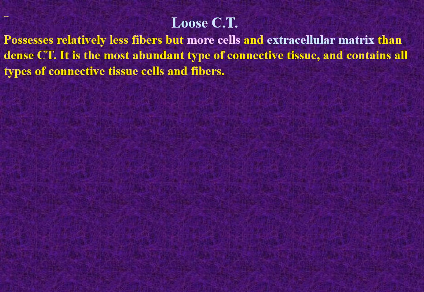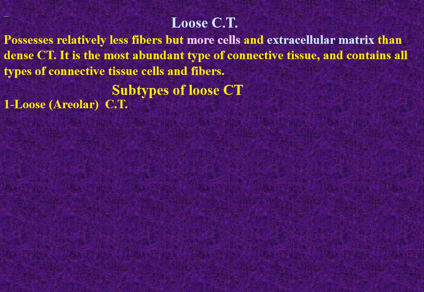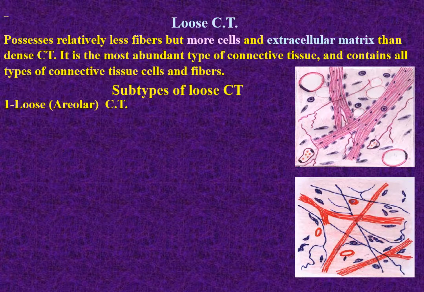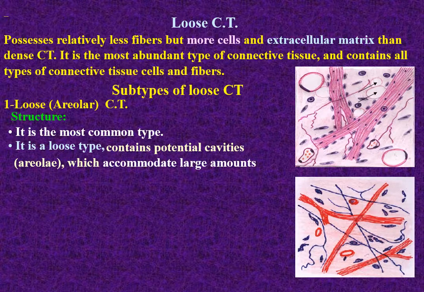Loose connective tissue possesses relatively less fibers but more cells and extracellular matrix. Subtypes of loose connective tissue. Loose or areolar connective tissue. Structure. It is the most common type of connective tissue. It is a loose type that contains potential cavities or areola which can accommodate large amounts of fluids or gases.